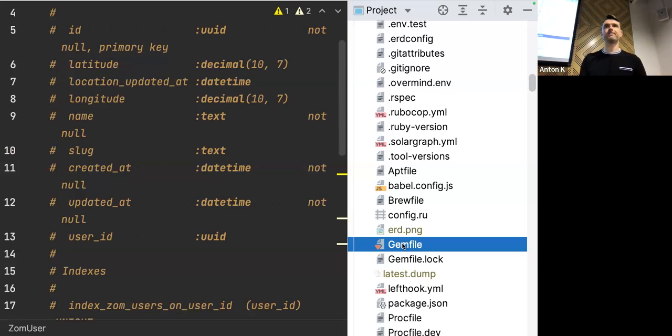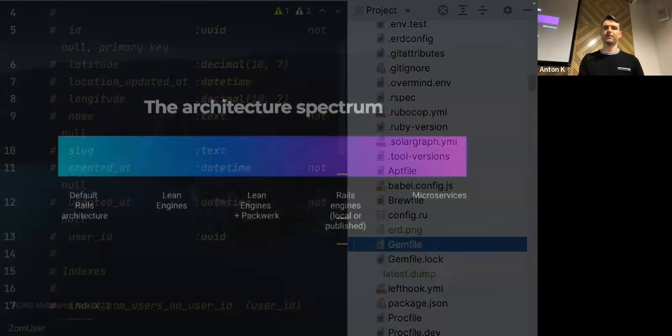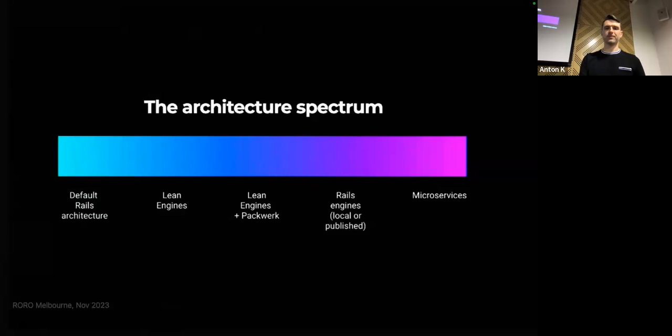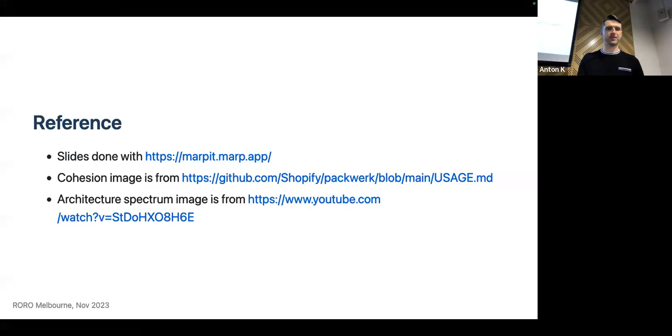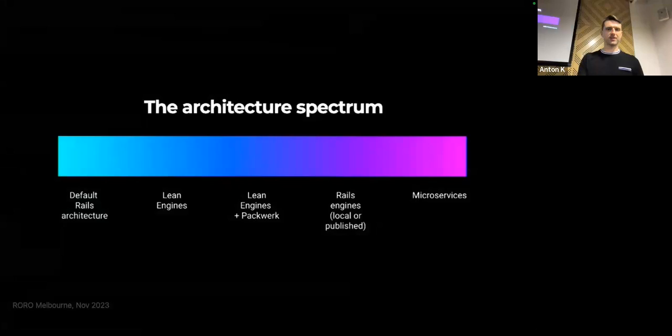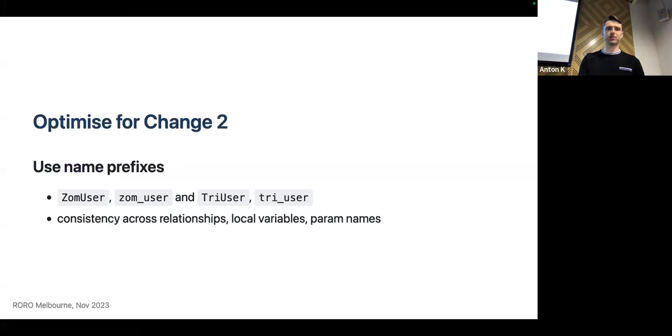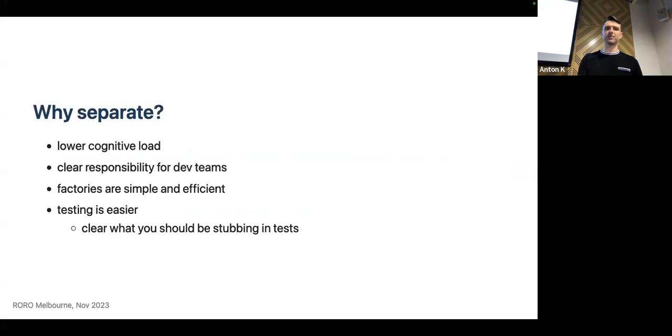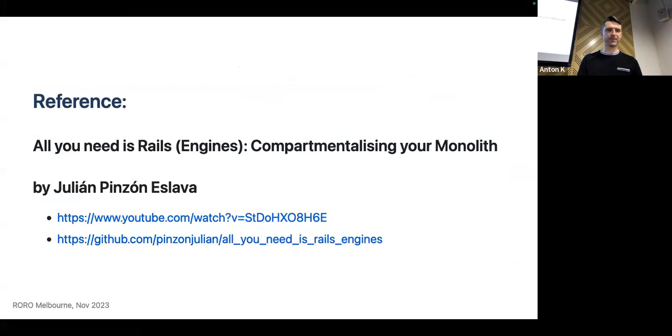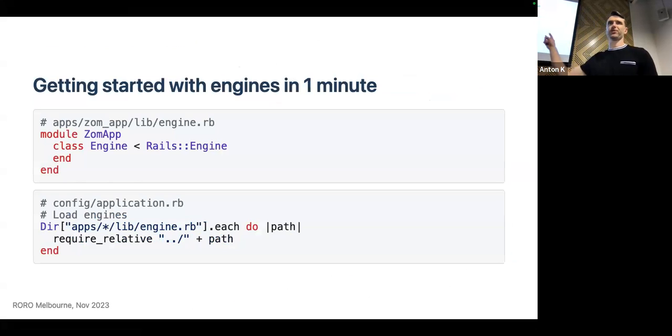Where can we find the code snippets? Have a look at the slides, and the Julian talk that I mentioned, because he talks a lot about how to set up the Rails engines. It's on the Ruby Australia YouTube channel. It's called All You Need Is Rails Engines, and he explains it very well. It's a good talk. Ultimately, that's all you need to get started. Or it could even be simple. You could just require and have a loop to require all of them.